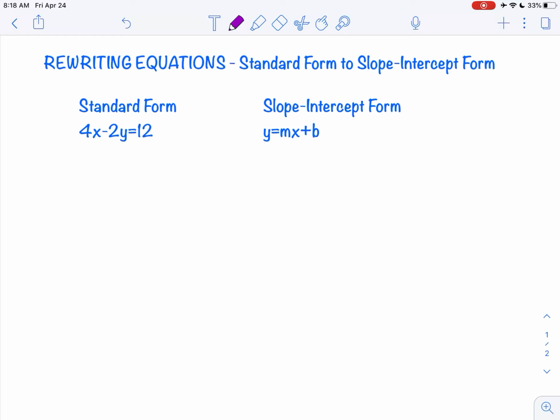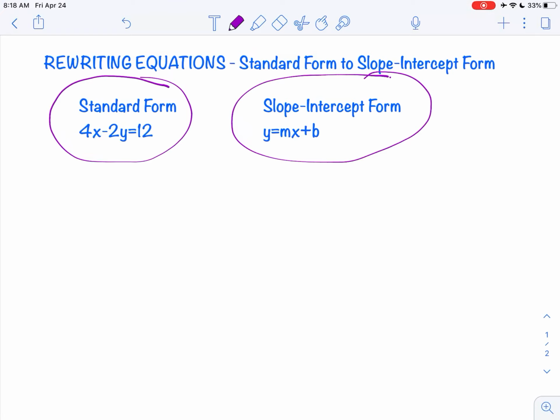Okay, today we're going to learn how to rewrite equations from standard form to slope-intercept form. This is what standard form looks like, and this is what slope-intercept form looks like. We need to get this standard form into this form so that we can graph the line. So today we're going to just focus specifically on how to change from standard form to slope-intercept form.